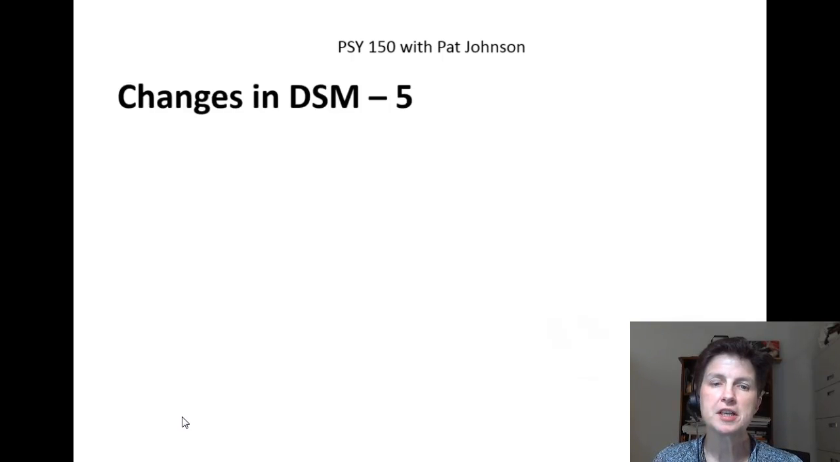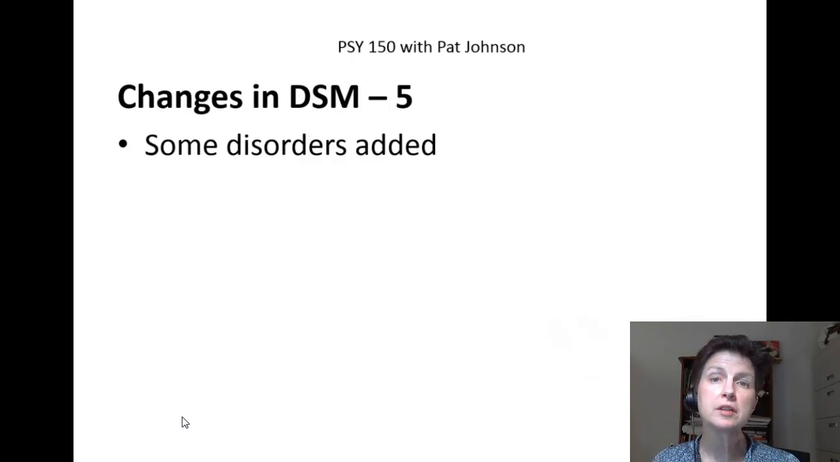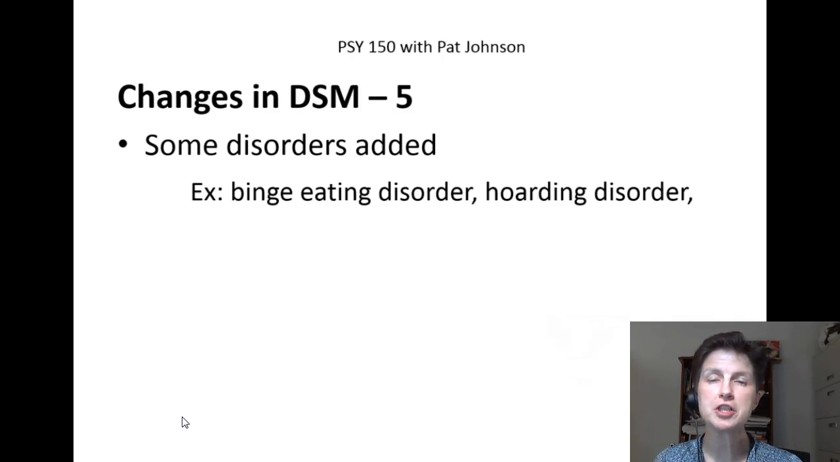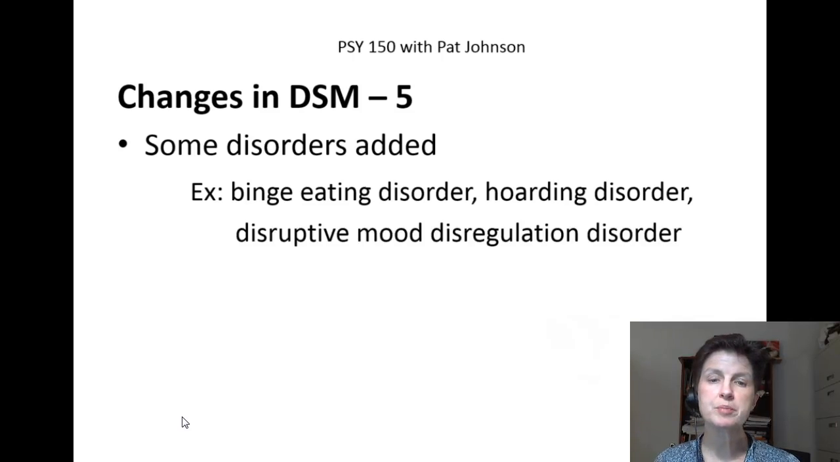Some of the changes in DSM-5 were that some disorders were added. Things that you've heard of, but weren't in DSM-4, are things like binge eating disorder and hoarding disorder. Those are actual categories in the DSM-5 edition now. Another disorder that's been added is disruptive mood dysregulation disorder. You probably haven't heard of that one.